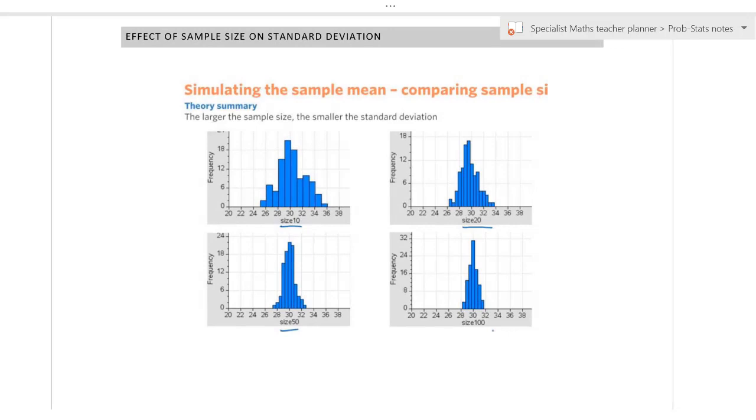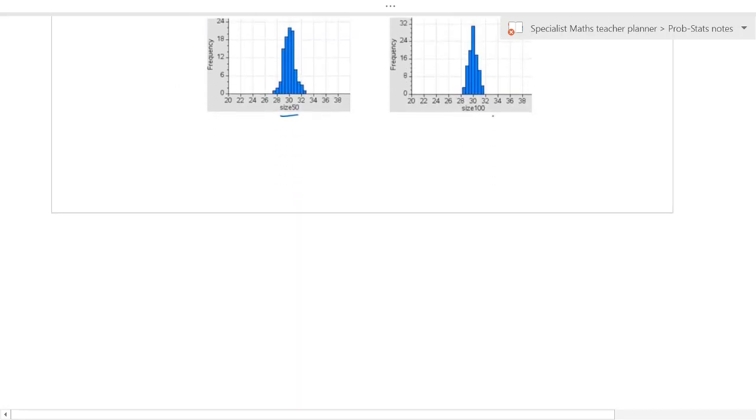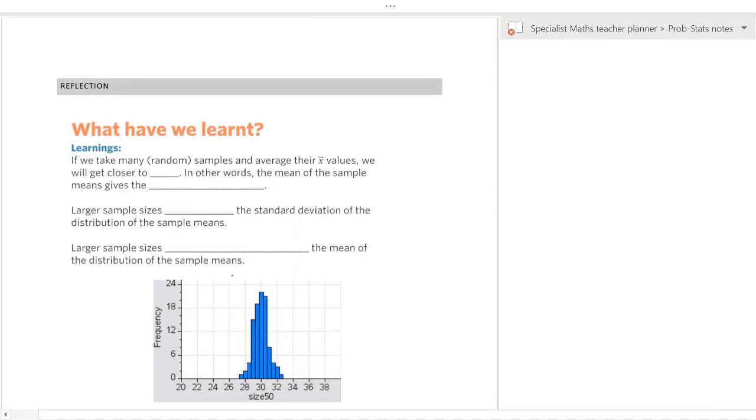Now it's in the textbook, and I encourage you to try it, but one thing I will say is that it's to deepen your understanding, and I personally think that going on to online Statbook can yield exactly the same results. So the theory is that the larger the sample size, the smaller the standard deviation, which we've already discussed. And that is what really brings us to the central limit theorem.